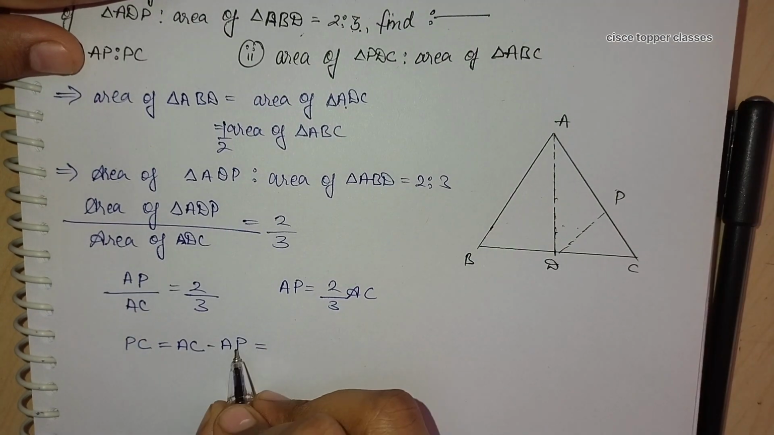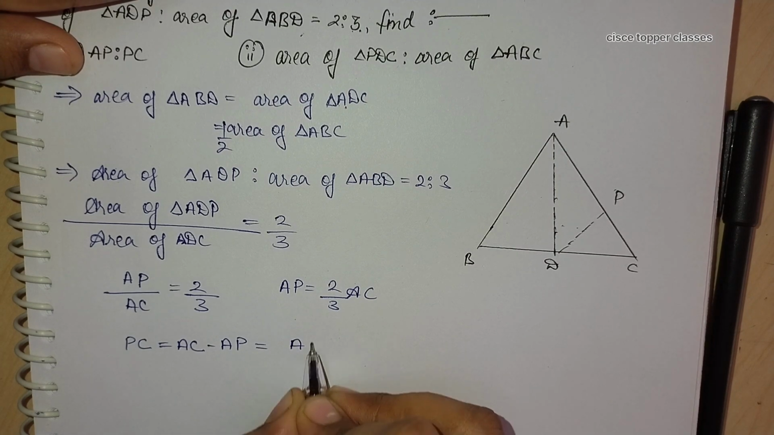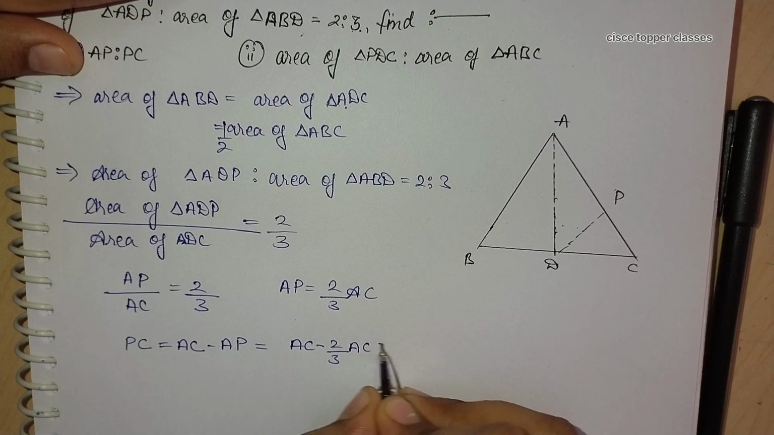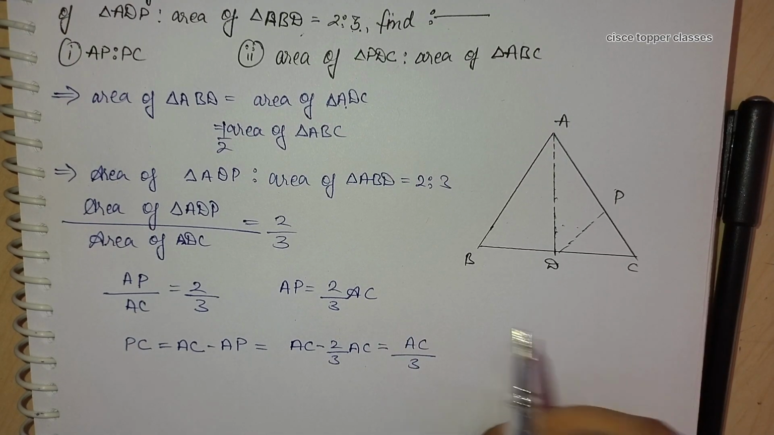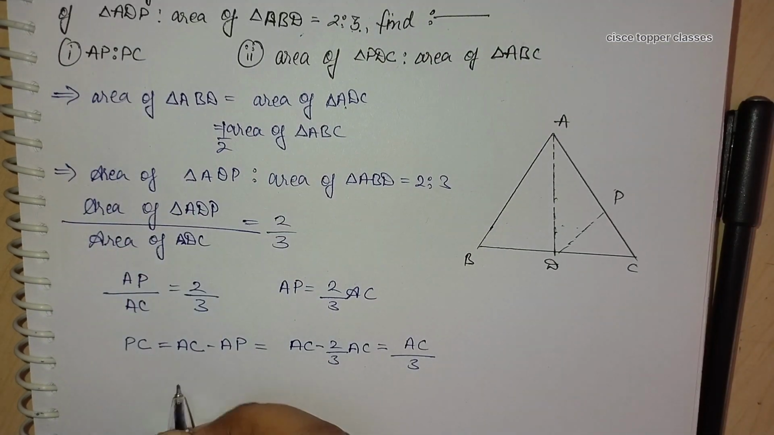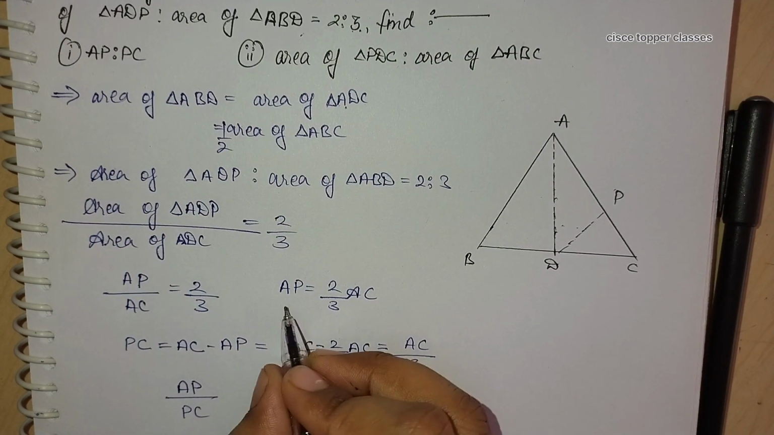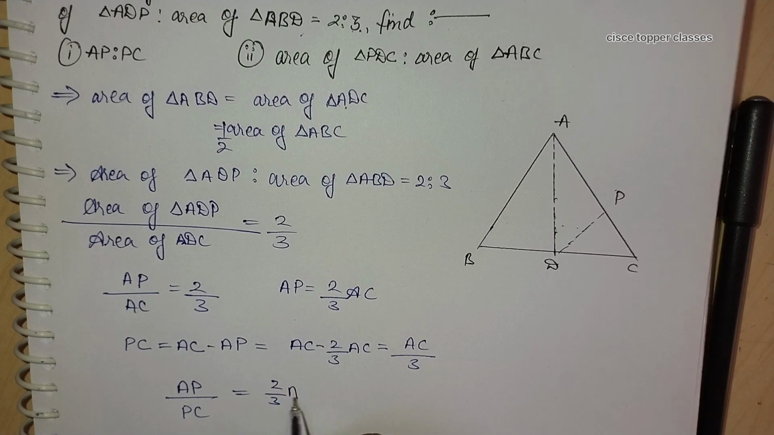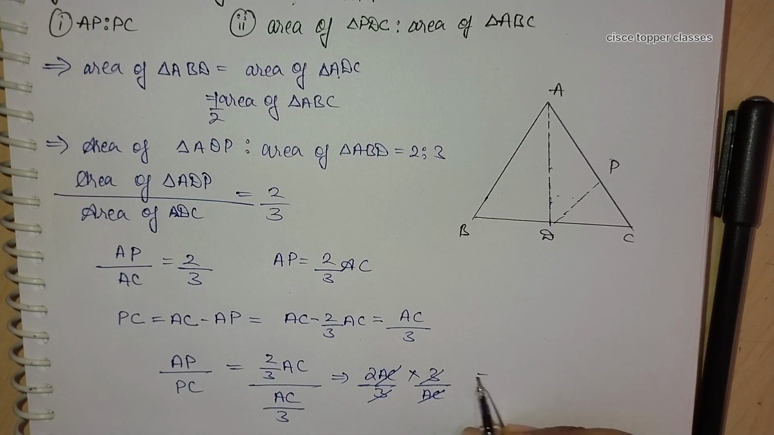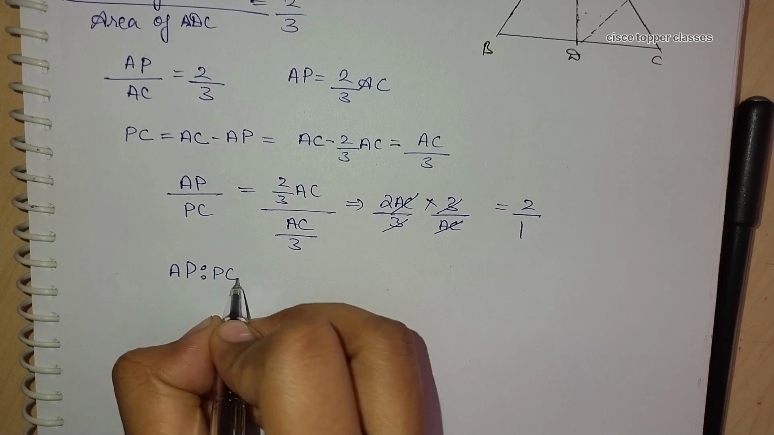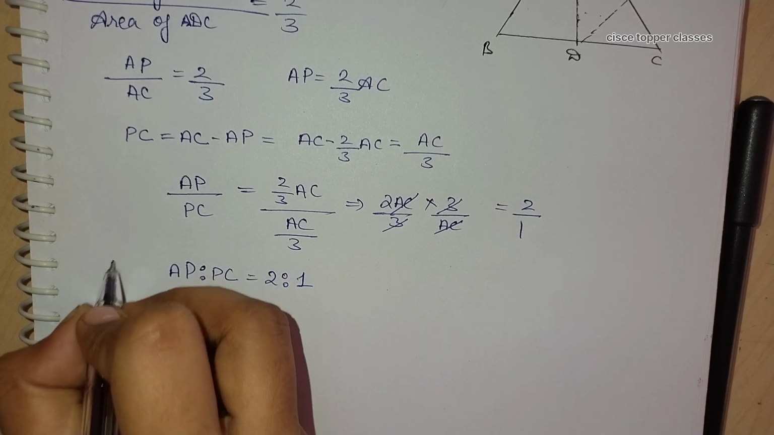By the diagram also we can see, and AC minus AP we can put the value as AC minus 2 by 3 AC equal to AC by 3. And now we have to find the ratio of AP to PC in the first part. AP we have found above as 2 by 3 AC and PC as AC by 3. So we can simply write it as 2AC divided by 3 into 3 by AC. AC will be cancelled out, 3 will be cancelled out, and this is equal to 2 ratio 1. So the first thing which we were asked, AP ratio PC, is equal to 2 ratio 1.